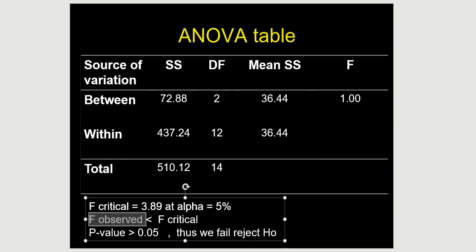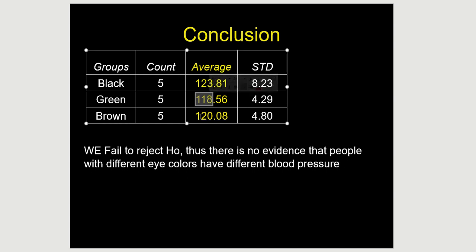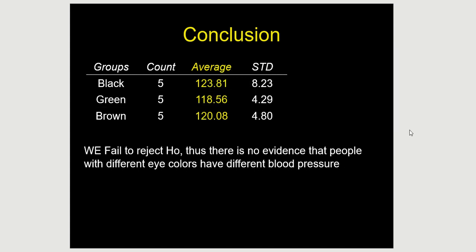But this time around, my F observed is less than my F critical, which means my P value is larger than 5%, and therefore we're going to fail to reject the null hypothesis. We conclude that there's no evidence to suggest that mean blood pressure between those with black eyes, green eyes and brown eyes is different. The difference observed is due to chance only. So the difference you see here between 123, 118, 120 is due to chance only. What does due to chance only mean? It means it's a sampling issue. It's not a real difference that exists in the population.